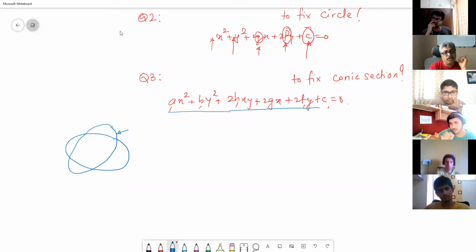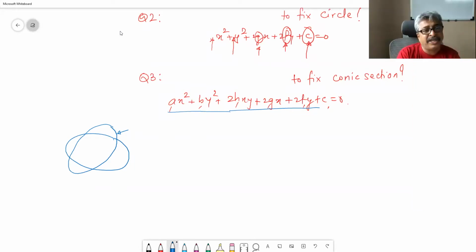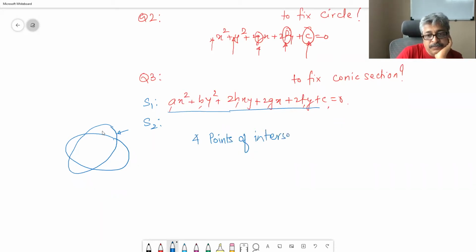right? Because degree 2, when solved simultaneously with degree 2, you will end up getting a degree 4 equation in one unknown. And we already have the theorem in place: an nth degree polynomial will have at most n roots. Therefore, when you solve S1 and S2, two simultaneous degree 2 equations in x and y, there will be 4 points of intersection. Correct?